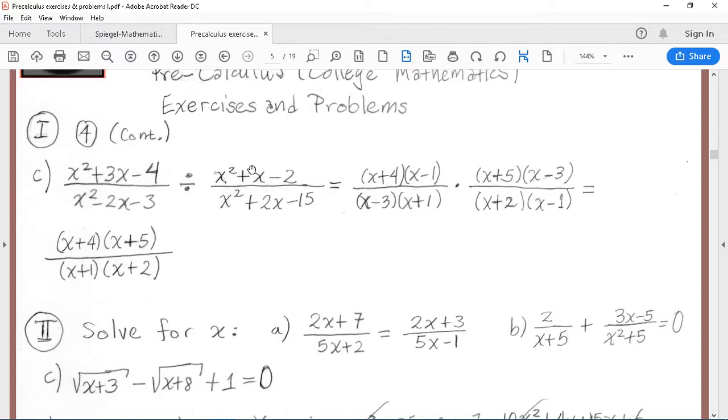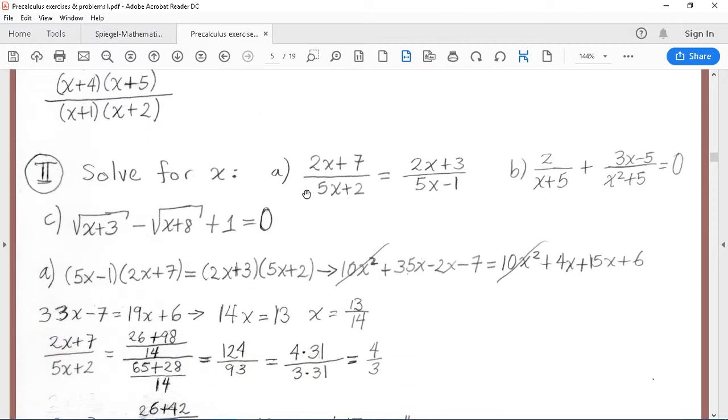Okay, now here we need two numbers that added up give us +1 and multiplied give us -2. So those two numbers are +2 and -1. +2 plus -1 give us +1, and +2 times -1 give us -2. So we have these two fractions here, and now we multiply them so that first we can see that x minus 1 cancels out with this x minus 1. This x minus 3 cancels out with this x minus 3. So we're left with x plus 4 multiplying x plus 5 and x plus 1 multiplying x plus 2, which is what we have here.